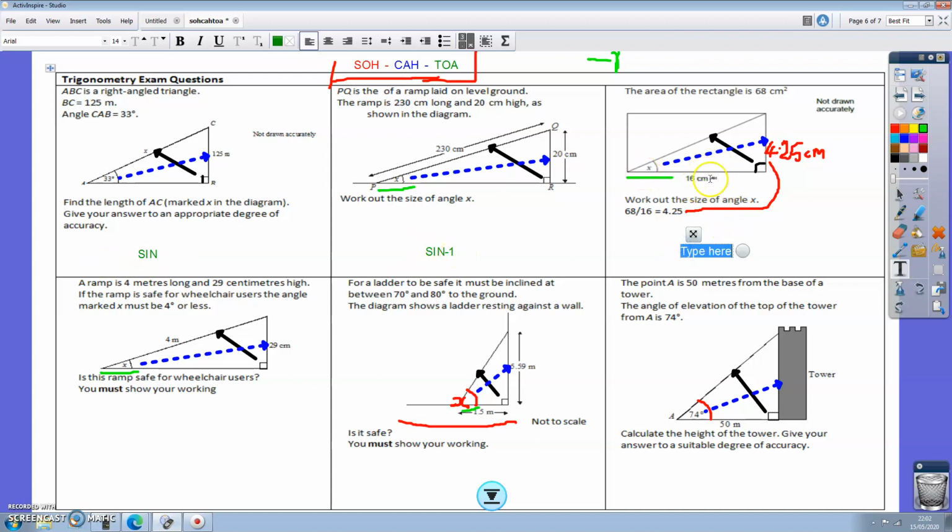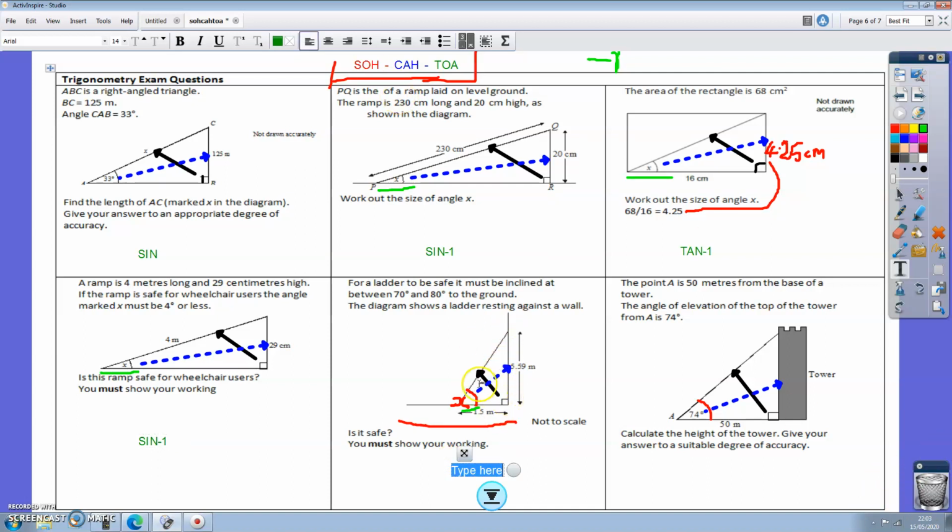This one here, I've got the adjacent and the opposite. So adjacent and opposite is going to be tan, and I need to find the angle, so it's tan -1. This one, I need to find the angle again, so I know it's going to be -1, but this time I've got the opposite and the hypotenuse. So again, I'm on sine, sin -1.